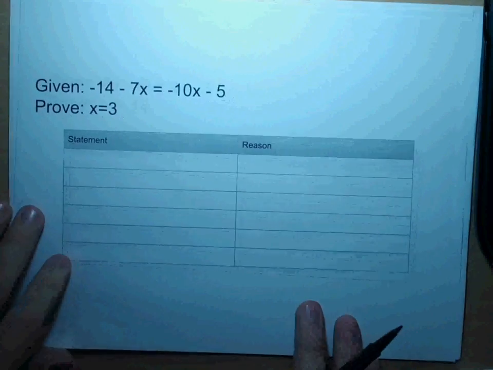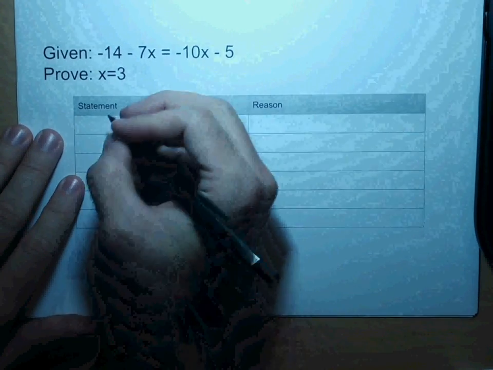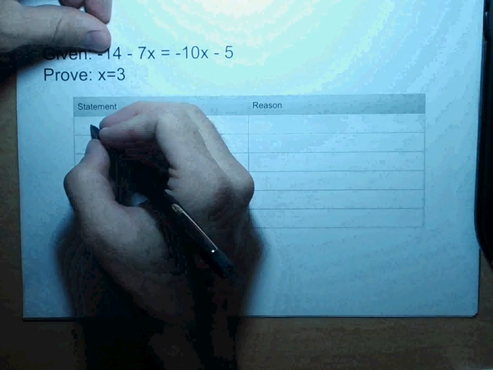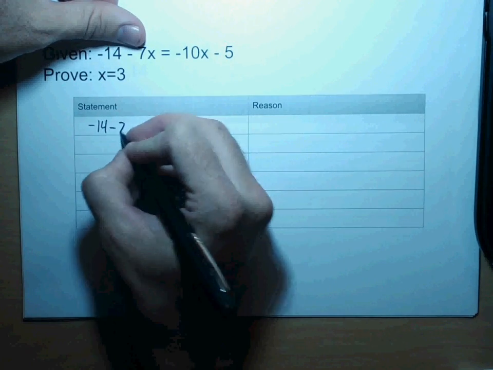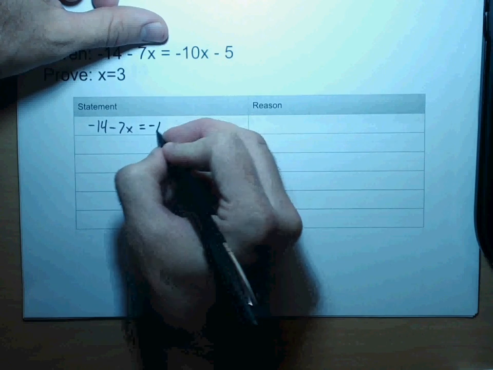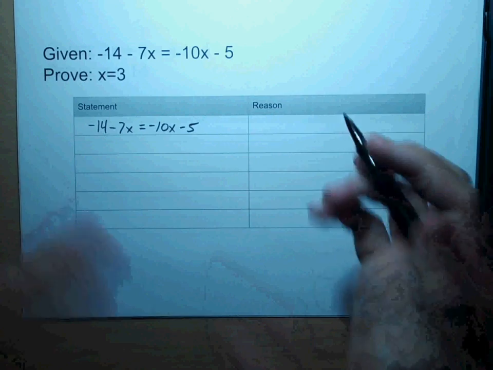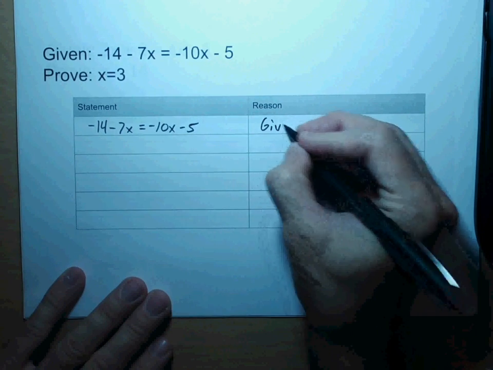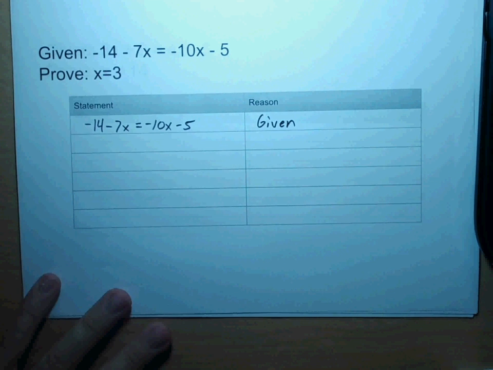Okay. Every time, your first thing you're going to write out is your given. So I write the equation they provide me with. So minus 14 minus 7x equals negative 10x minus 5. And the reason that's there is because it was given. So I simply write given. Next, I need to solve.